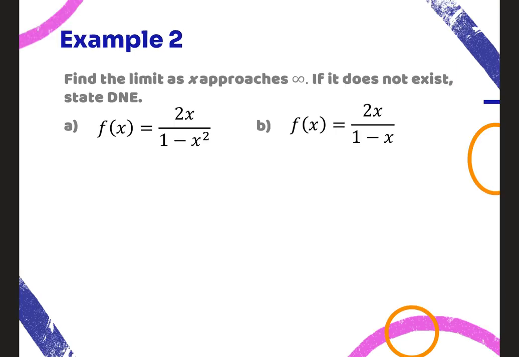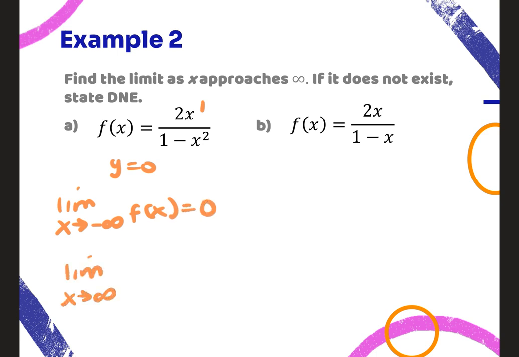All right, example 2. Find the limit as x approaches infinity, or state that it does not exist. For A, what's the exponent in the top? 1. In the bottom? 2. What's that relationship? It's less than, which means y equals 0 is my horizontal asymptote. So the limit as x goes to negative infinity of f of x equals 0, and the limit as x goes to positive infinity of f of x equals 0.